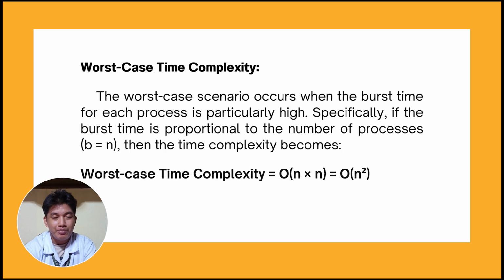Worst case time complexity. The worst case scenario occurs when the burst time for each process is particularly high. Specifically, if the burst time is proportional to the number of processes, B equals N, then the worst case time complexity becomes O(N times N), which equals O(N squared).